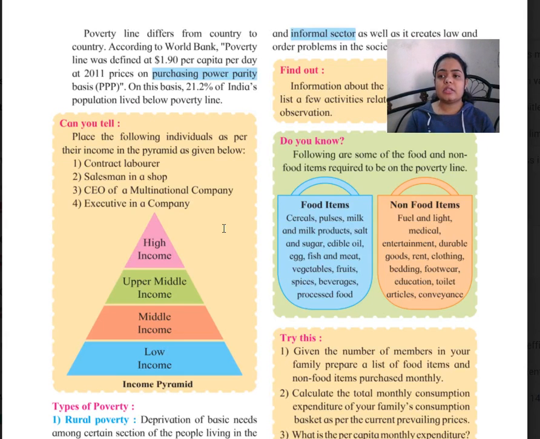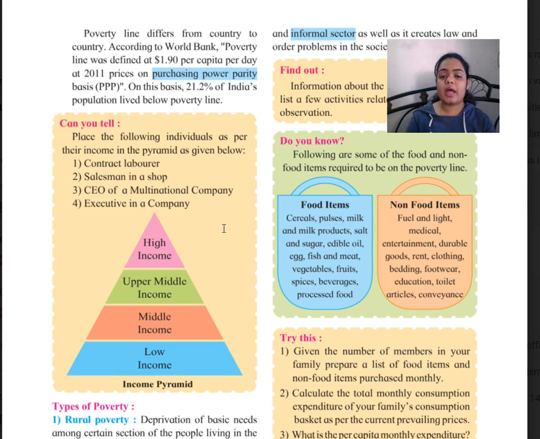In the last class we had started with types of poverty. In that we had studied rural poverty and urban poverty. Now let us move further and study in detail about poverty. So let us go through the table of "Do you know".